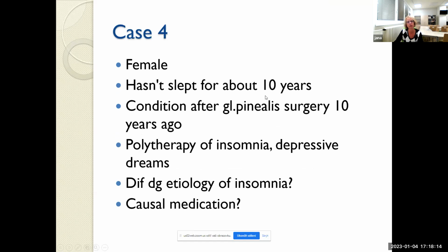And we have a female who hasn't slept well for about 10 years, and her condition appeared after pineal gland surgery 10 years ago. She hasn't been able to sleep well since then, and she has depressive dreams. What etiology of insomnia could this be? It is about the lack of melatonin, because we are talking about the pineal gland, and the pineal gland produces melatonin. So causally we gave her melatonin and she improved. So it was very fine for her.